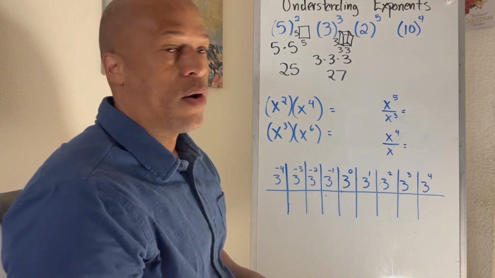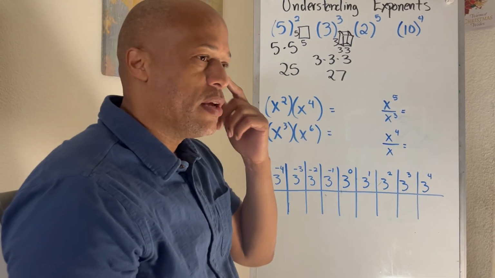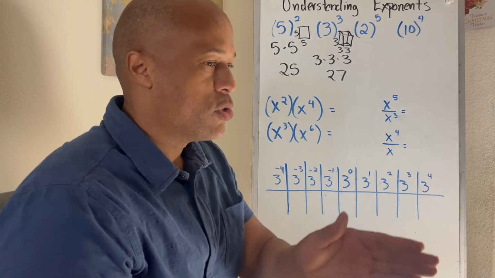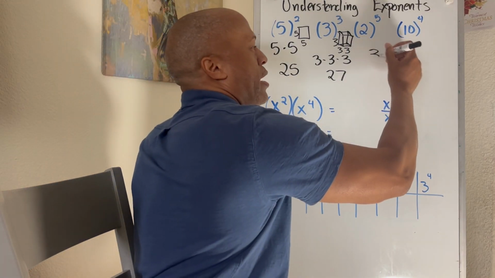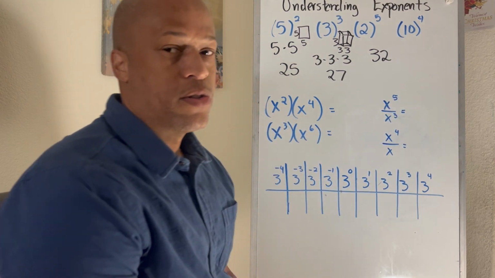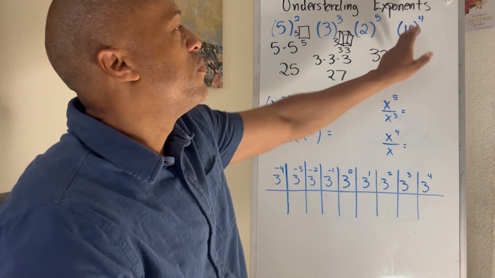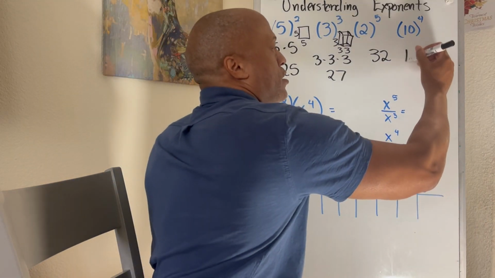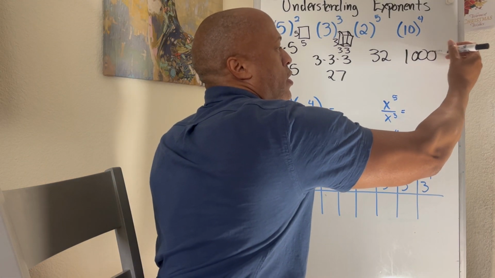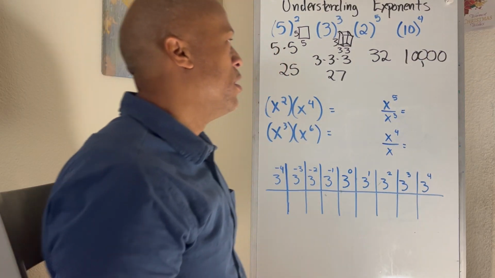2 to the fifth power, well, I should automatically be thinking, okay, that's 2 times 2 times 2 times 2 times 2. And if you do that all the way 5 times, you'll end up with the answer of 32. That's 2 to the fifth power. And here, 10 to the fourth power is 10 times 10 times 10 times 10. That's just going to be a 10 with 1, 2, 3, 4 zeros, 10,000.